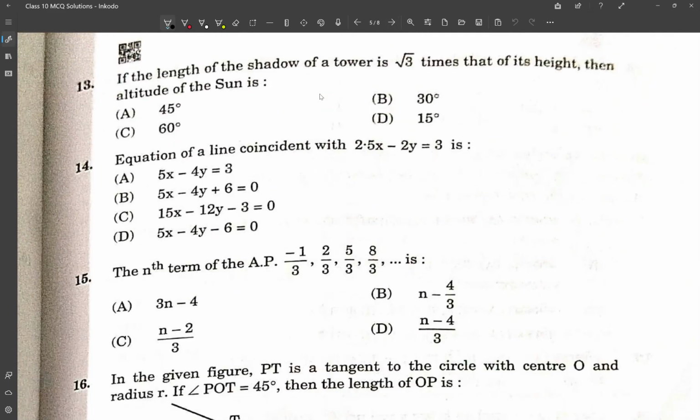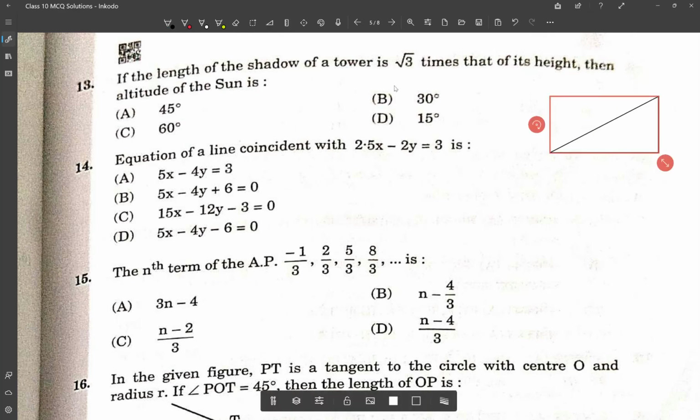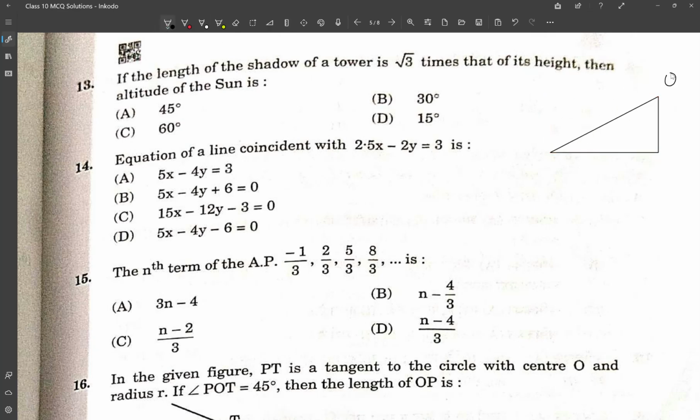If the length of the shadow of a tower is root 3 times that of its height, find the altitude of the sun. This is one of the commonly repeated questions from this chapter. Now let's assume the sun is here, and the altitude of the sun is, now we need to find this angle here. The shadow's length is root 3 times the height of the tower. So this has to be h and this has to be root 3 times of h.